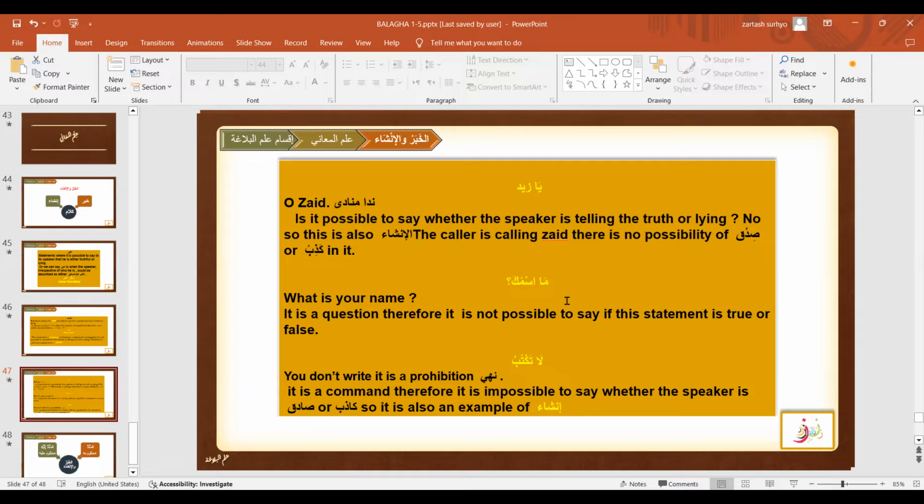Another example is Ma ismuka, what is your name? You know that it is a question, and therefore it is not possible to say if the statement is true or not.